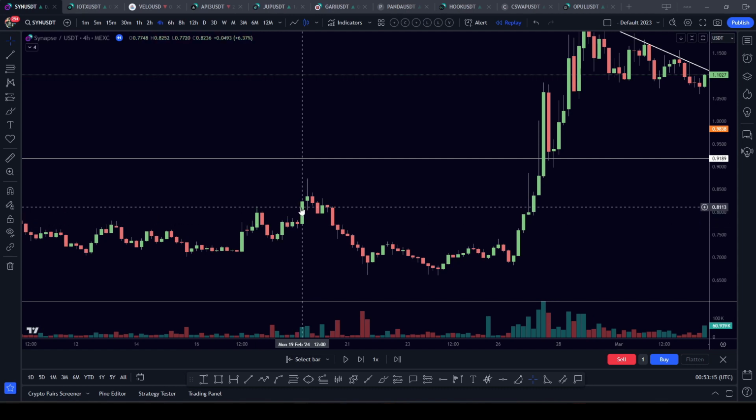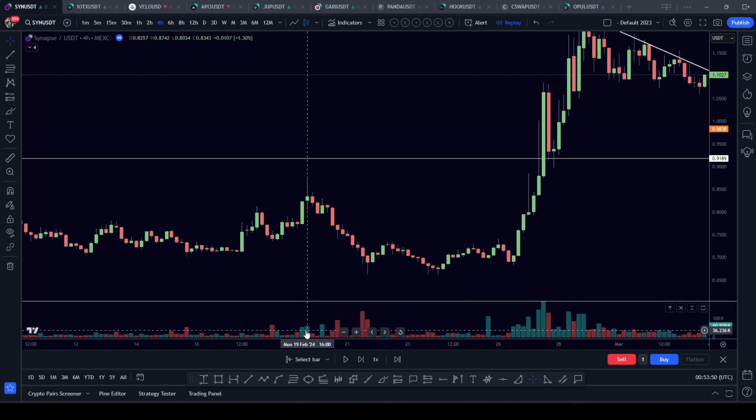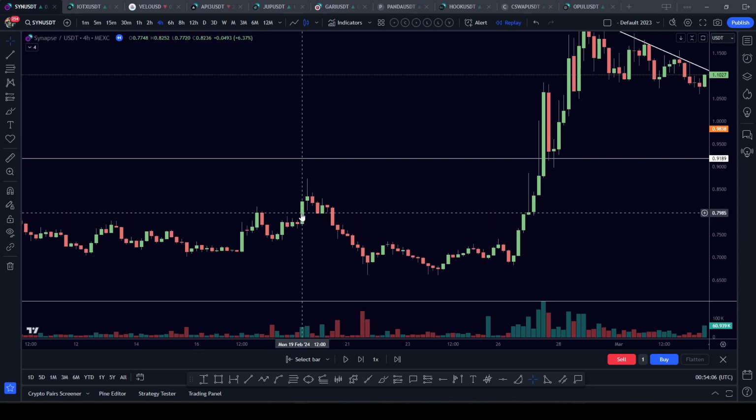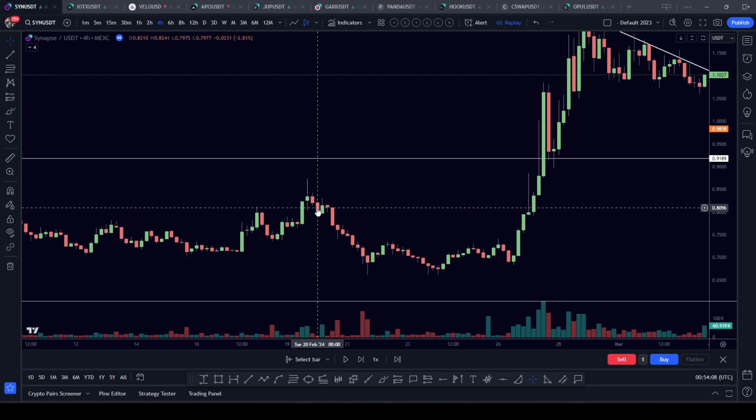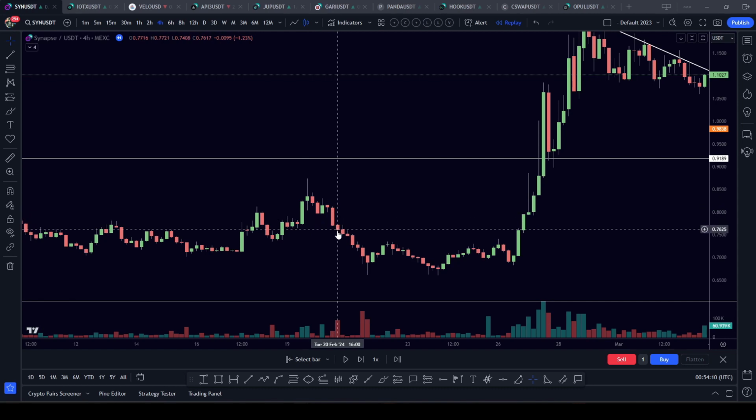It went even higher. And a pro tip, I get this question asked a bunch. What makes these green or red? The volume, green or red, is in direct correlation with the price action, green or red. So here we have a green, a red, a green, and then several reds.